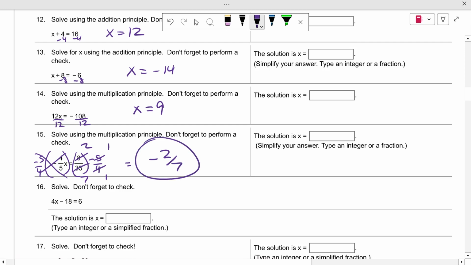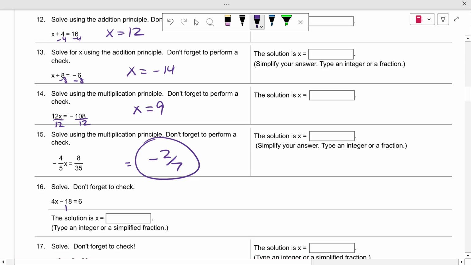If you know how to use your fraction button on your calculator, just take 8/35 divided by negative 4/5, and it should give you negative 2/7. The fraction button on your calculator. Yes. 8/35 divided by negative 4/5. Did you try that on your calculator, Charisma? Right.